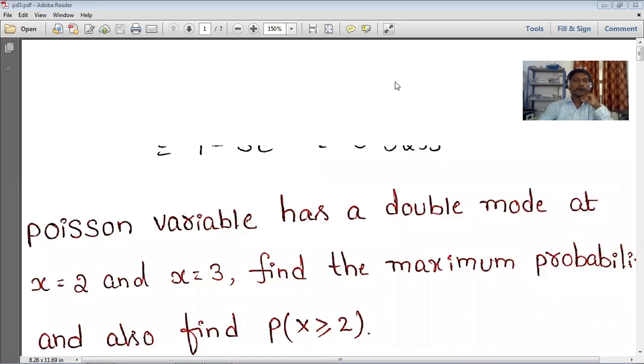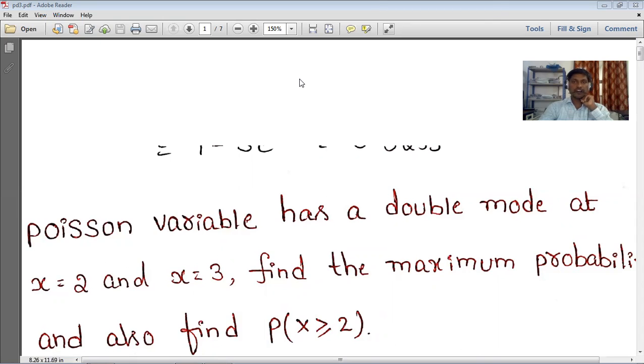Next problem: a Poisson variable has a double mode at x equal to 2 and x equal to 3. Find the maximum probability and also find P of x greater than or equal to 2. So first, what they mentioned in the problem.